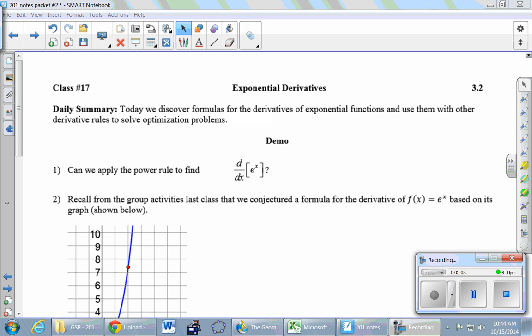Page 18, and we'll start at the top of page 18. Can we go to Andy for the daily summary? Daily summary. Today we discover formulas for the derivatives of exponential functions. Use them with other derivative rules to solve optimization problems.